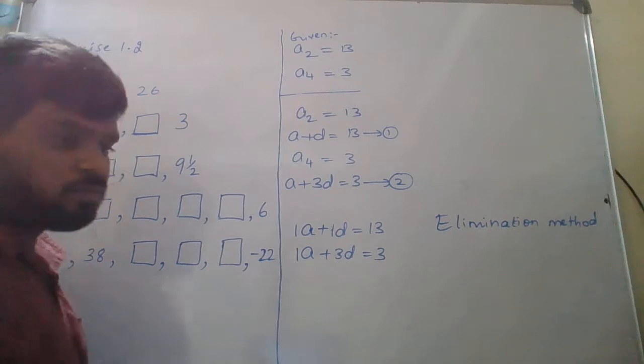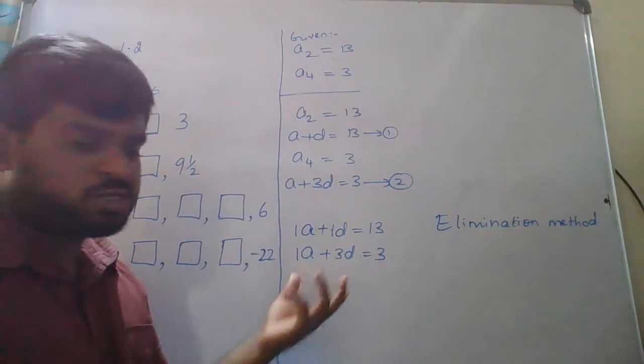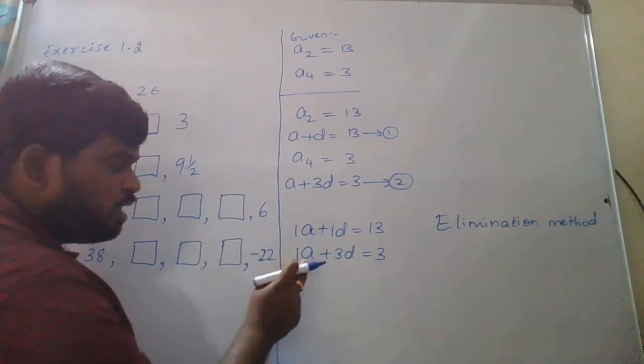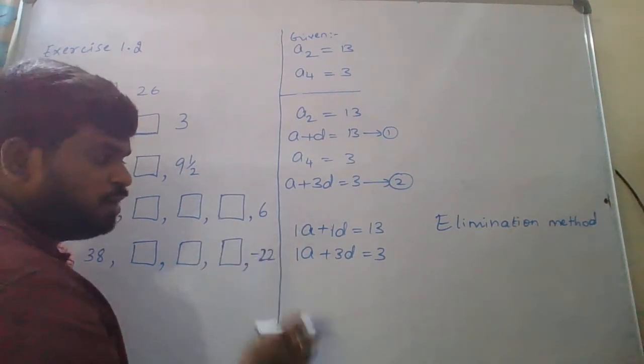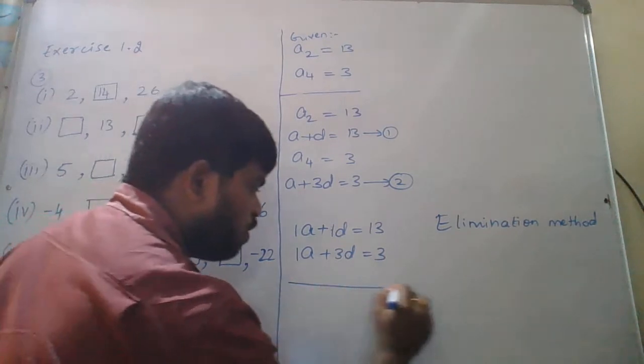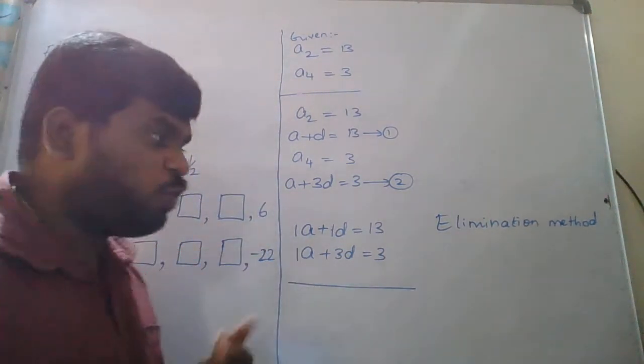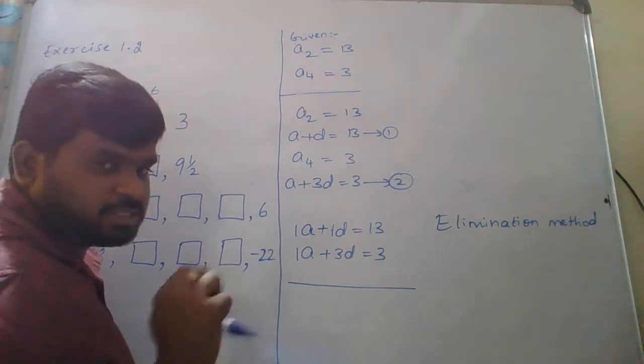Right now, there is no issue in this problem. I'm going to eliminate A itself. The coefficient of A is 1. The coefficient of A here also it is 1. Both the coefficients are same. Let me proceed. If they are not same, we have to make it same through LCM. Now, this is the second step.